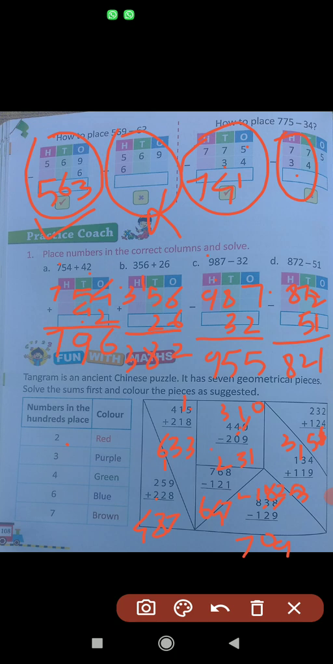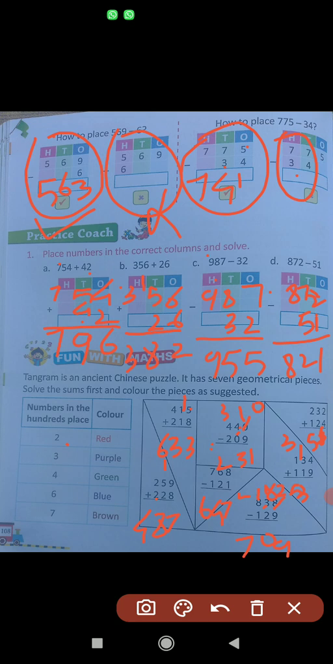231. 440 minus 209 is equal to 231, and see in the answer 2 is at the hundreds place. So we have to color the box. 440 minus 209 is equal to 231. So color the box, the square, with red color. Okay.